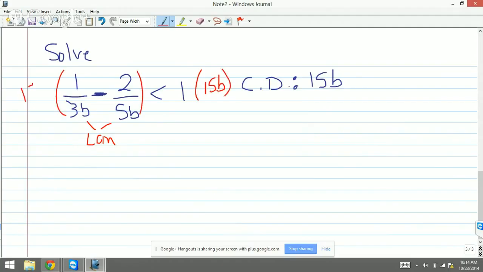No b squareds, because you don't need b squared. You need the least common. So this and this each have a b. We just want that one to have a b. So we have a b, and a b, right? That would be common. And then 15, 15, and 15 would make a common denominator. LCM, yeah.